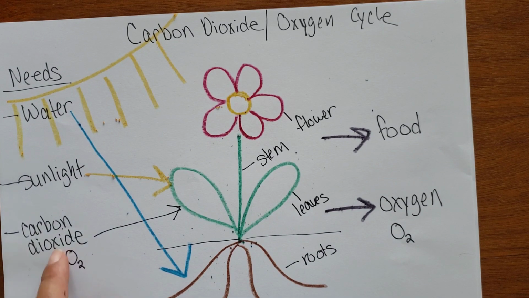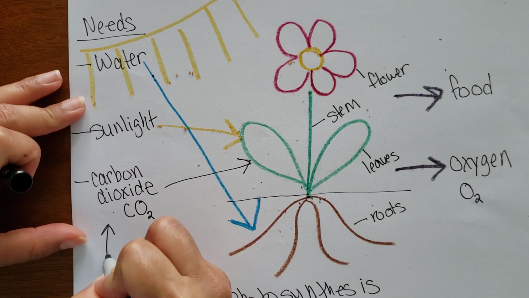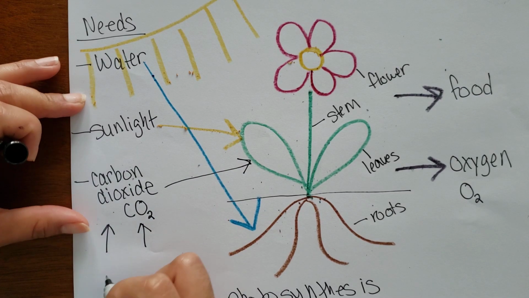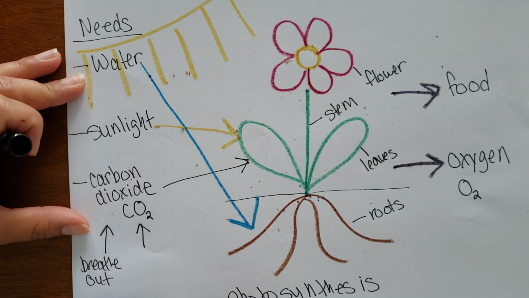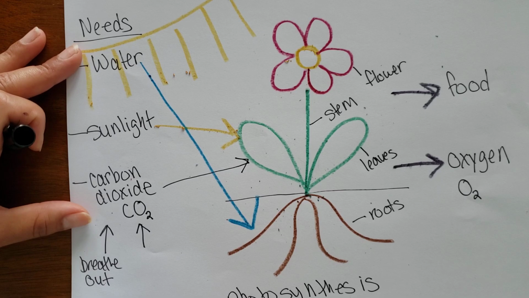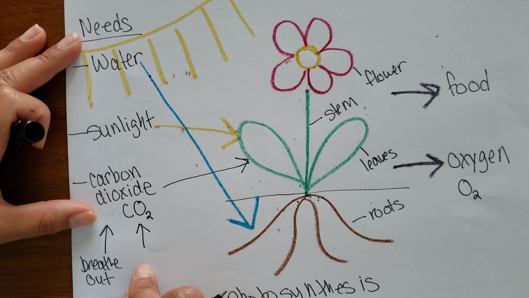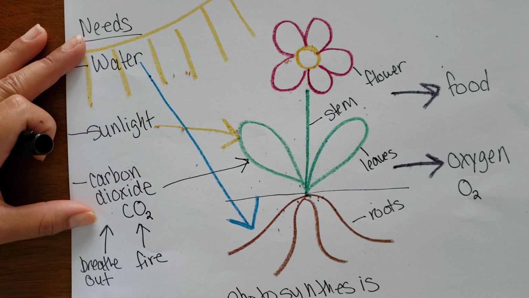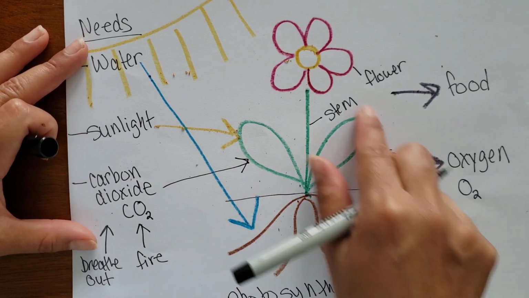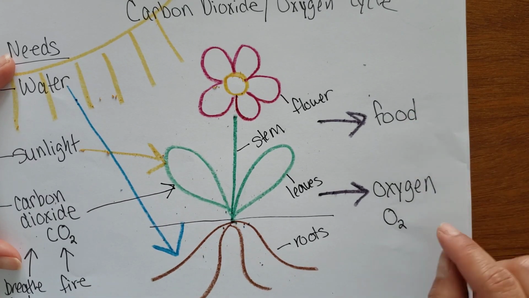Now, some sources of carbon dioxide. Let's talk about that. Where does this come from? Well, first of all, it's a gas we breathe out. You don't need it. So when you exhale, when you breathe out, you're breathing out a gas called carbon dioxide. It also happens when there's a fire. Fires produce carbon dioxide. And plants need those gases to provide us with food and oxygen.